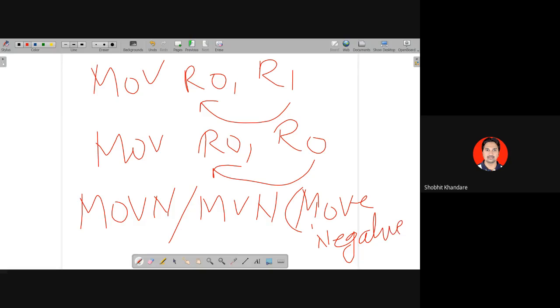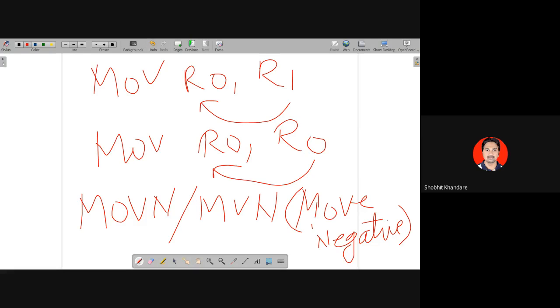Move negative. Okay, move negative. Now what do you mean by this move negative? I will take an example for this. Okay, now this example is simple one. You will be able to understand this.